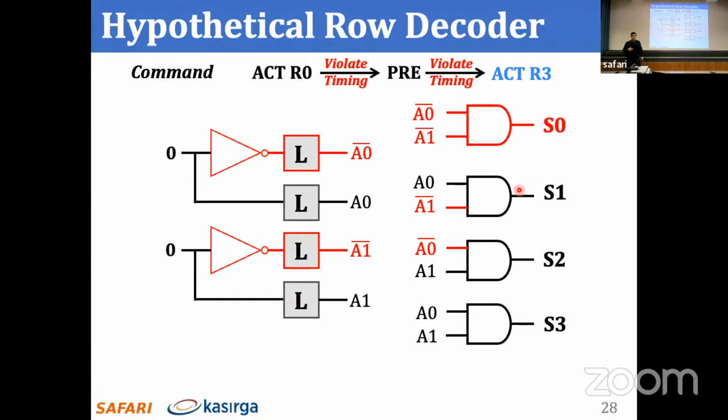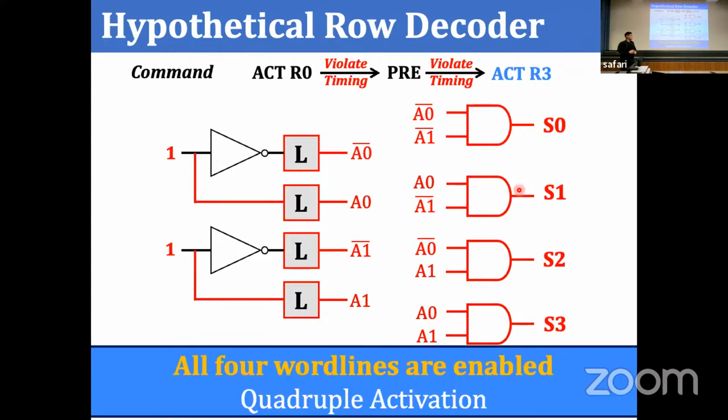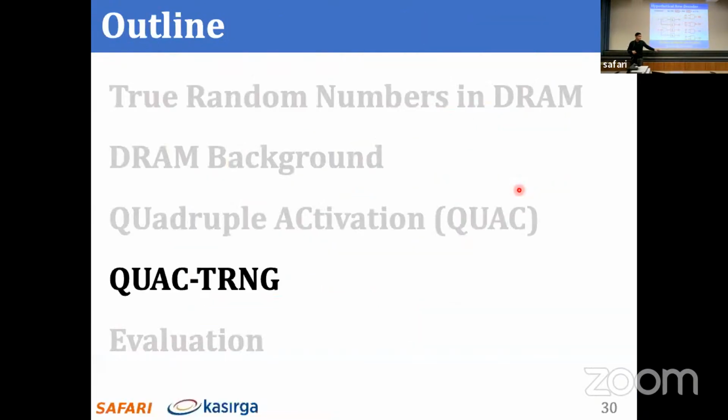Then we again violate the timing parameters and send the activate command to the third row. This will now set these address bits to 1. We encoded 3 in binary, it's 1, 1. And this will then drive A0 and A1. Because A0 and A1 are also driven now, all the AND gates will drive their corresponding select signals. And the second activate will activate the remaining 3 word lines in the 4 word line segment. After this operation, all 4 word lines are enabled. And that's why we call it quadruple activation.